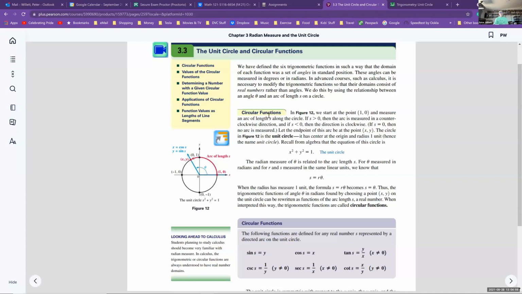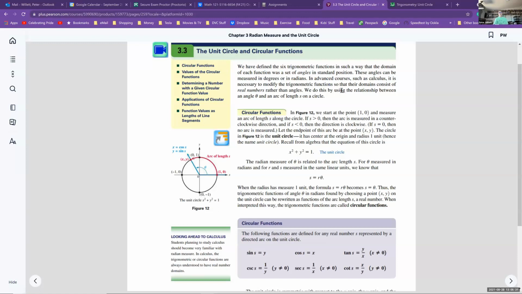So what they want to do in this section is introduce the idea of what they call circular functions. But what they state about what circular functions are for our trigonometric functions is they say that we've defined 6 trigonometric functions in such a way that the domain of each function, meaning the kinds of things you plug into the function, the domain was a set of angles in standard position. And these angles could be in degrees or radians, as we've seen more recently.